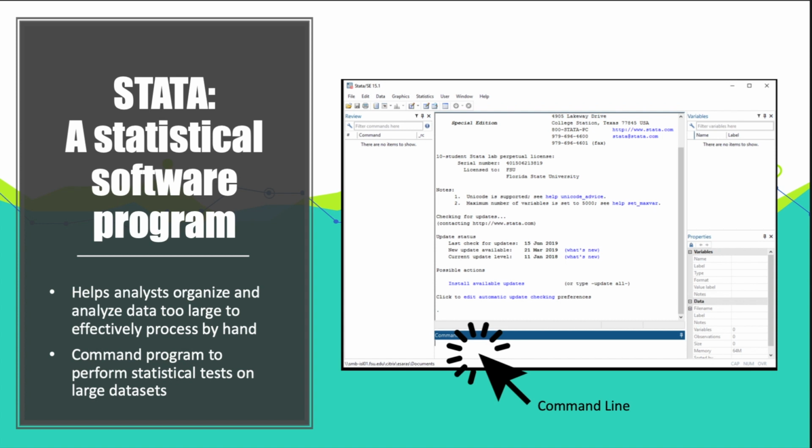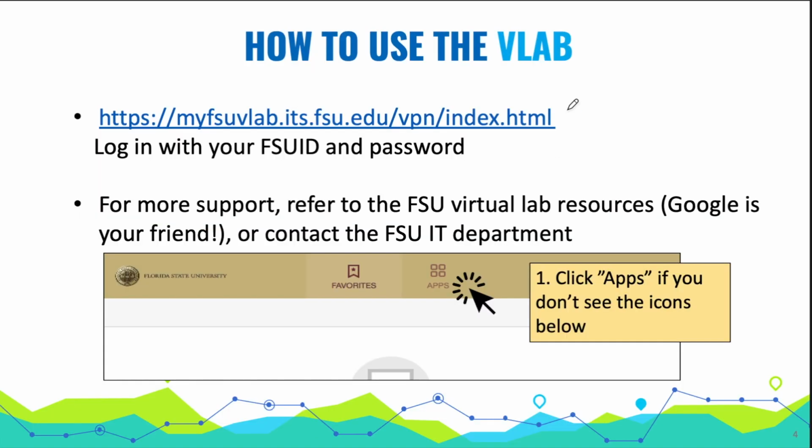STATA is what we call a statistical software program. So we use STATA to organize and analyze data that's too large to effectively process by hand. Thousands, if not hundreds of thousands or millions of observations in our data. So we command the program using what we call the command line. This is where we enter our programming syntax, commands that tell the program to perform mathematical or statistical operations.